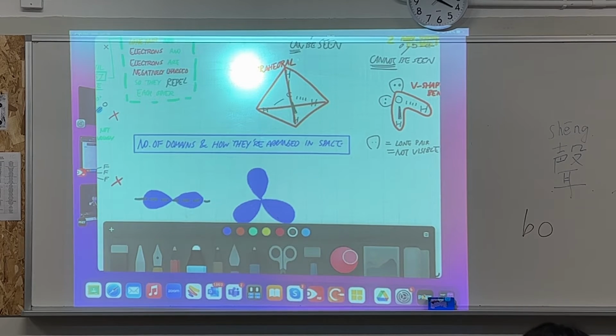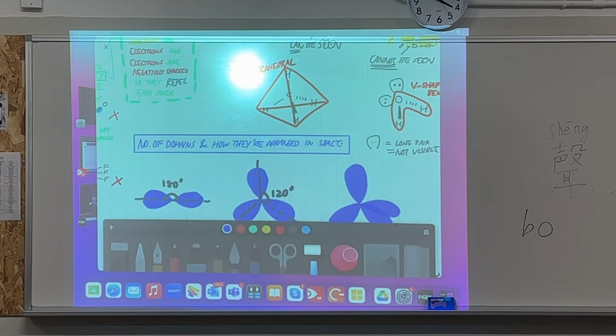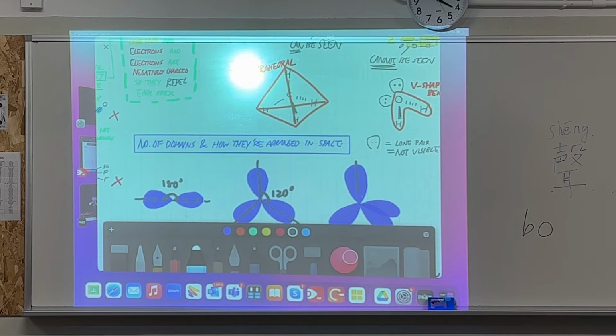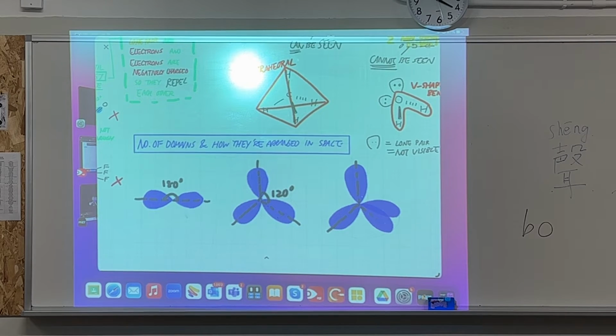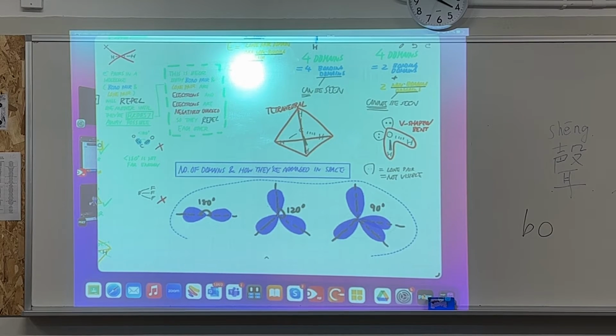120, right? Yeah, so it will be 120. So you have 180 here, 120 here. What about when you have four domains? What was that real angle again? It's 109.5 degrees. Do you remember this angle from before? Yeah, I know this is a very weird angle, but you have to know how they arrange themselves.